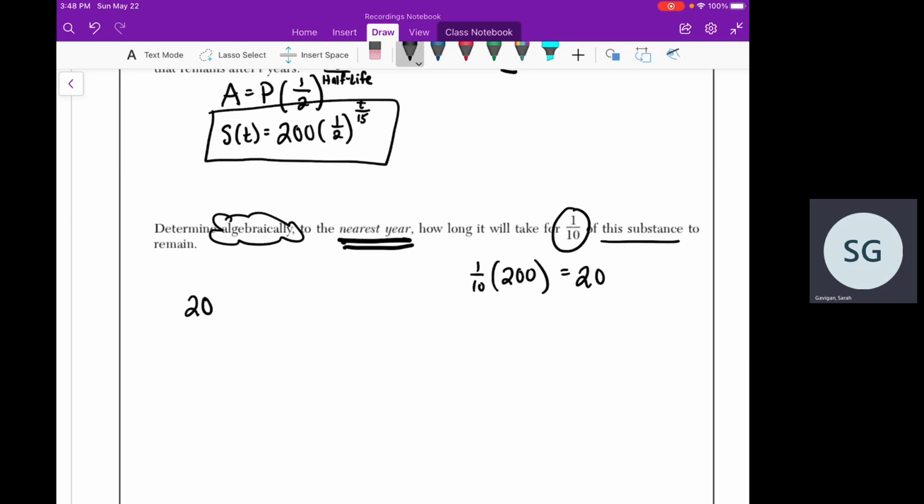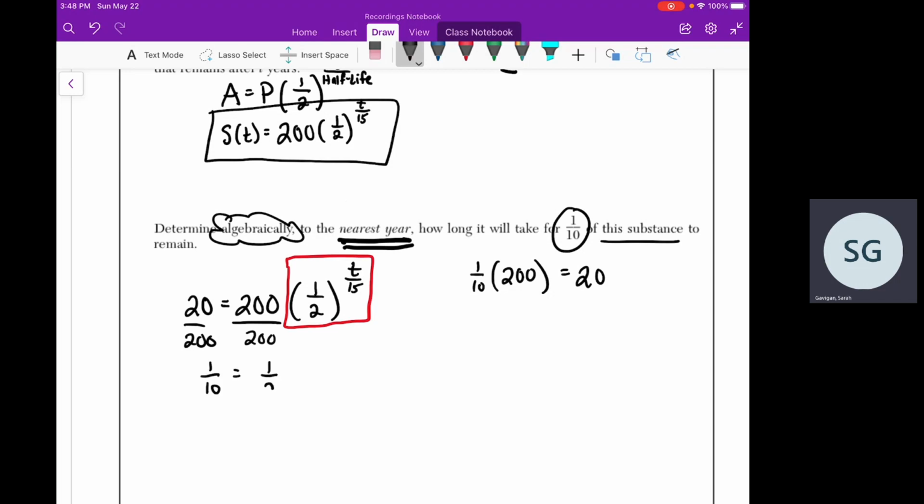I'll start by plugging in 20 into my final amount. Starting with 200, we're solving for T. Now, in order to solve for T, you have to isolate the base first. Don't start with logs. We have to divide out by that 200. And watch what happens here. 20 divided by 200 is 1/10. That 1/10 shows up again.